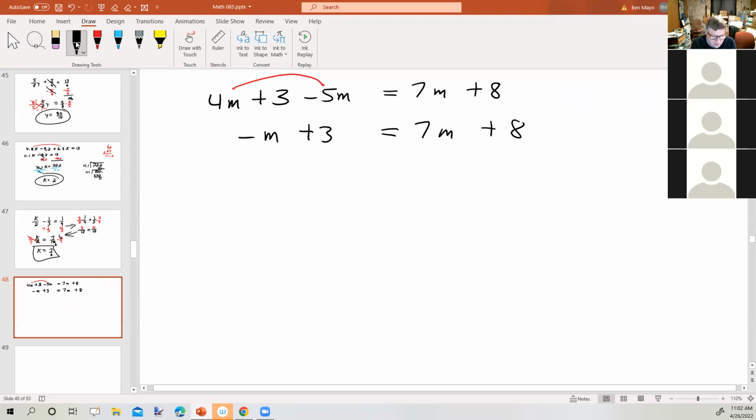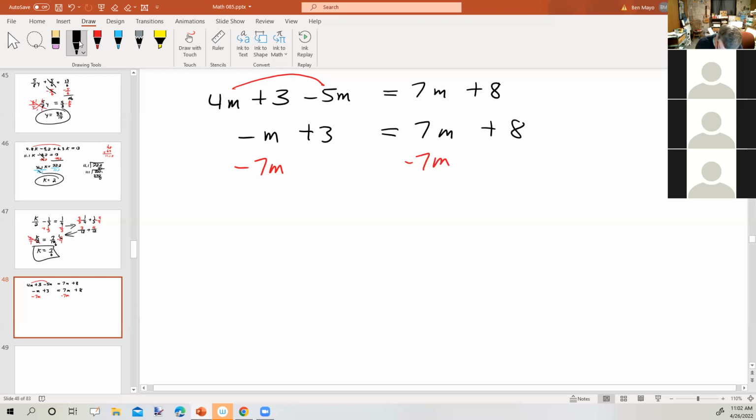That's what I tend to do. It doesn't have to be on the left. It can be on the right, but let's go ahead and put them on the left. So to put the variable terms on the left, I have to get rid of them on the right. So I have to subtract 7m. But if I subtract it from the right, I must also subtract it from the left. Whatever I do to one side of the equation, I have to do the same thing to the other side of the equation.